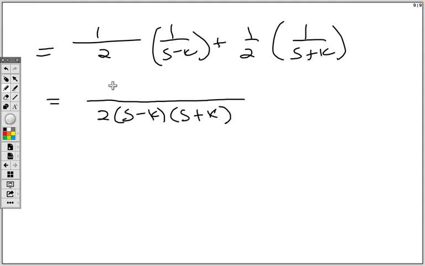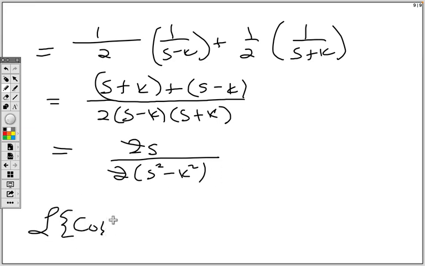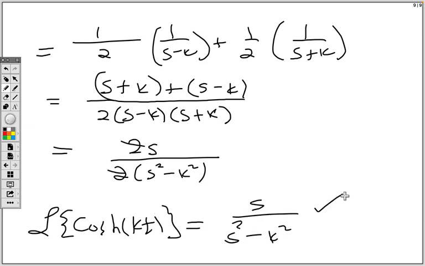So this first term is missing the s plus k factor, and the second term is missing an s minus k factor. So in the numerator, when the dust settles, I got a 2s over 2 times, and I'll go ahead and multiply that out. Usually we don't multiply things out, but we'll go ahead and do that. And we get our final answer here. Laplace transform of cosh kt is s over s squared minus k squared.